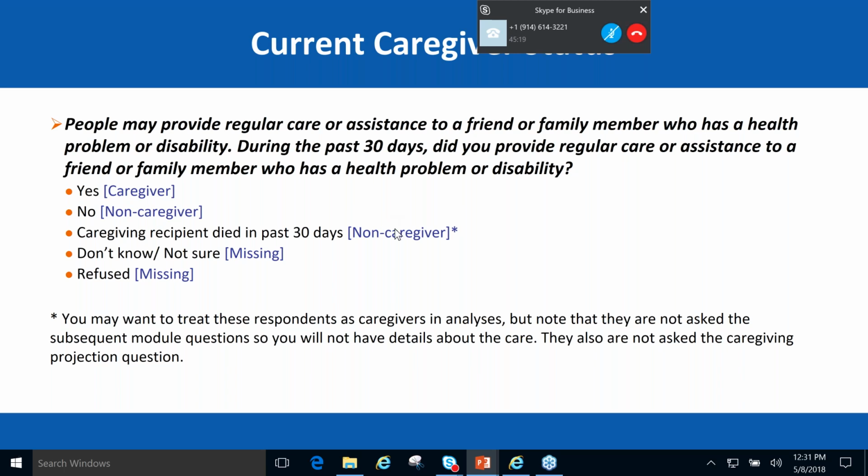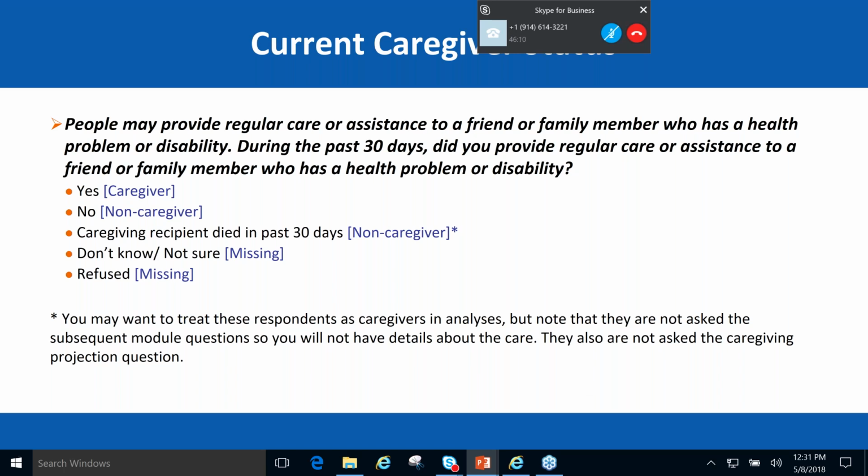So if a respondent says yes to that question, they're considered a caregiver and they get asked the subsequent module questions that I'll be walking through. If they say no to that question, they're considered to be a non-caregiver. And the next response option I have listed here is not actually a response on the survey, but if someone says they're a caregiver but they report to the interviewer that that care recipient died within the past month, the interviewer tells them that they're sorry to hear of their loss and then goes on to the next module. So those people, while you may be interested in understanding how many people have recently been caregivers, they're not asked the subsequent module questions. And so largely for that reason, we classify them as non-caregivers. We don't have any other information about who that care recipient was or what kind of care they were providing before that person died.